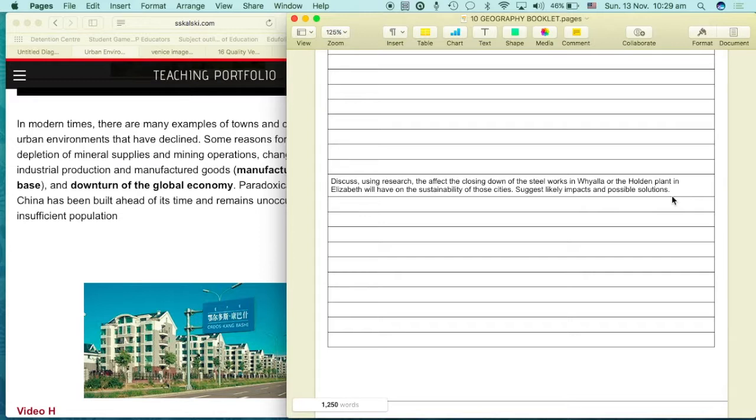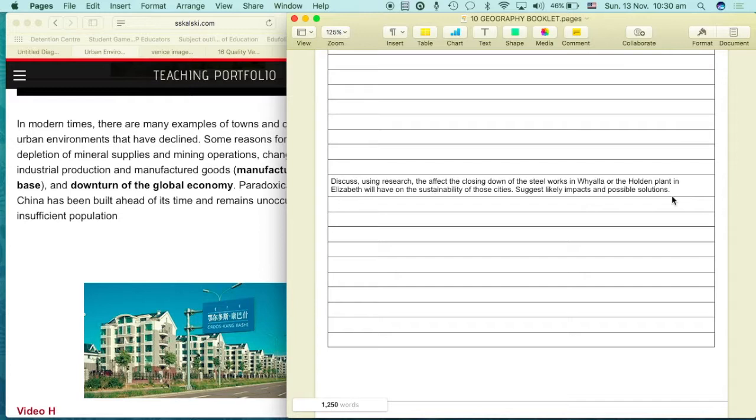So rather than just saying, well, if Holden closes down, people are going to lose their jobs. So, okay, those people are unemployed. How does that then impact the town itself? Well, let's actually look at Whyalla because that's probably a more isolated sample. So in Whyalla, if all the steel workers and miners lose their jobs in that factory, we've then got a large percentage of people who are now unemployed.